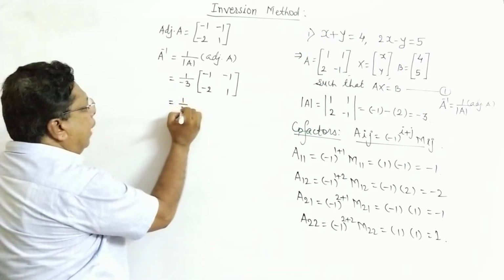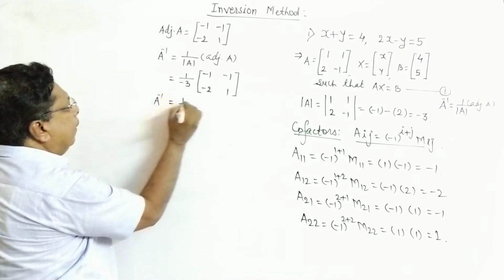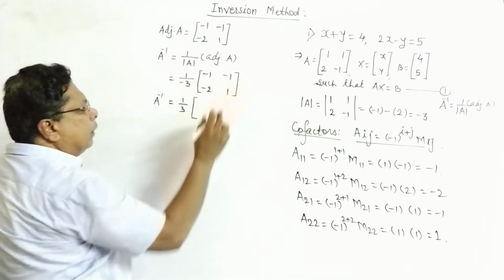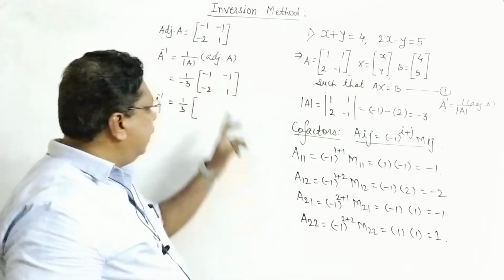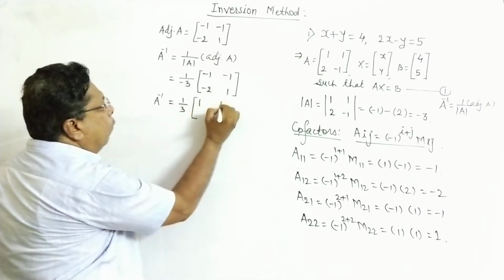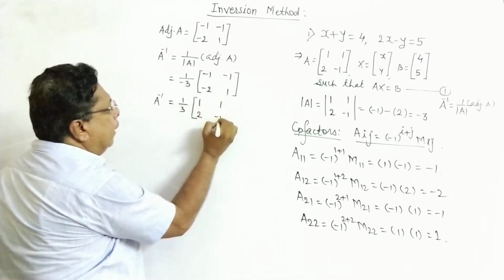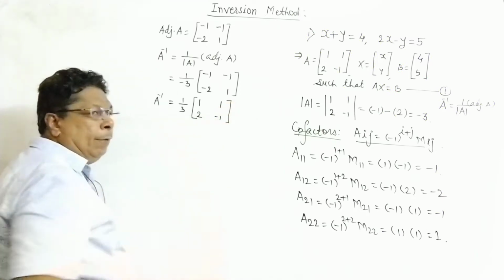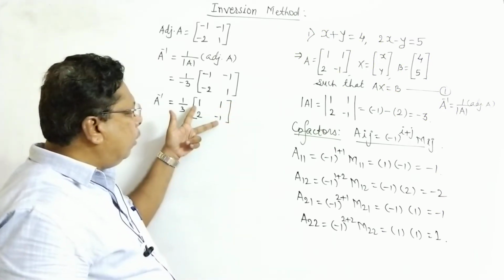So it becomes 1 upon 3 outside. Change the sign of each element in the matrix. Matrix में हर एलिमेंट का साइन चेंज कीजिए. So it is 1 1 2 -1. We can check whether the adjoint matrix is correct or not.